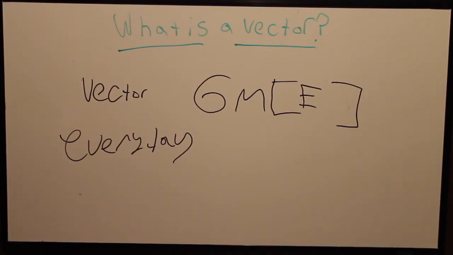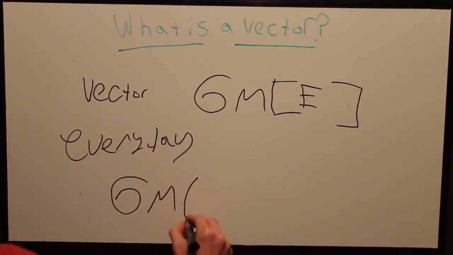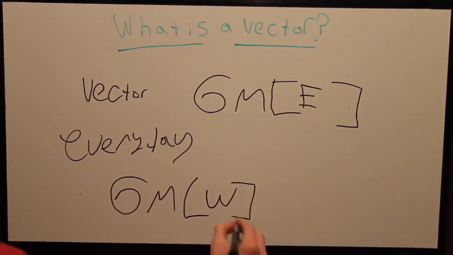Every day we use vectors. When you're telling somebody where to go, you usually will tell them a distance, let's say 6 meters, and a direction, let's say west. So basically, by telling somebody, go 6 meters north, you're basically stating a vector.